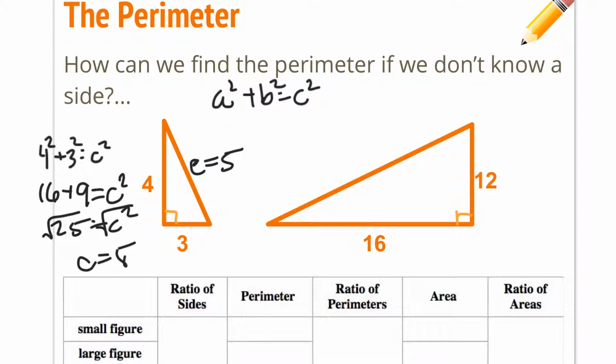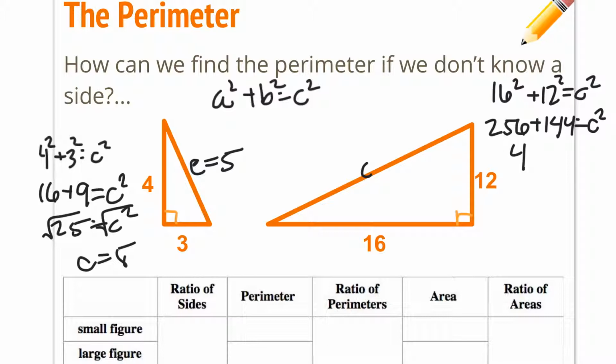Similarly over here, if you want to go ahead and pause it, I'm going to call this one c and try it by yourself. It'll be very, very similar. 16 squared plus 12 squared equals c squared. 16 times 16 is 256 plus 144 equals c squared. 256 plus 144 is 400. Of course, I'm using a calculator for this. And the square root is 20.